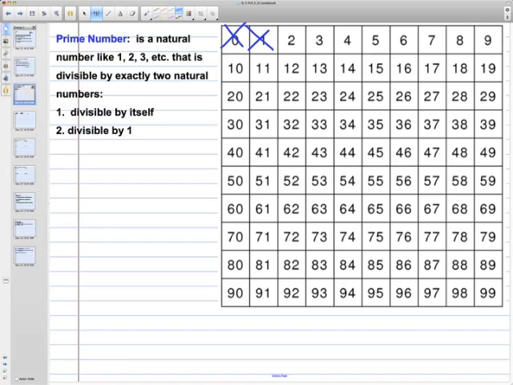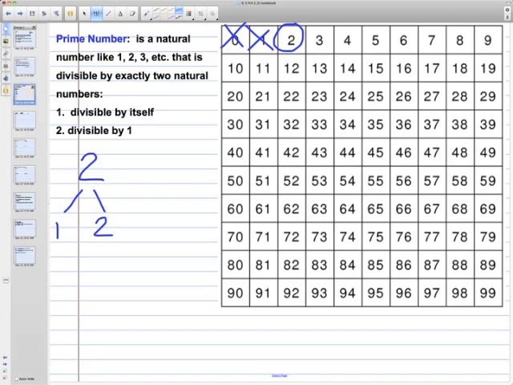So the next number to test would be 2. When we think of the number 2, we know that the factors for 2 are 1, and it could be divisible by itself. No other natural numbers can divide 2, so therefore 2 is prime. What's special about 2 is that it's the only even number that is prime. Therefore, all the other even numbers on our chart are not prime because 2 is a factor of that even number.